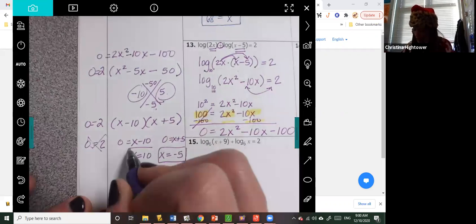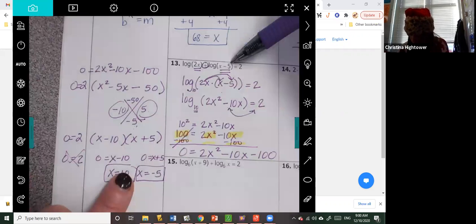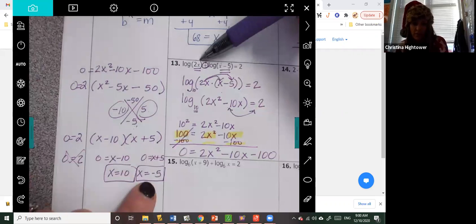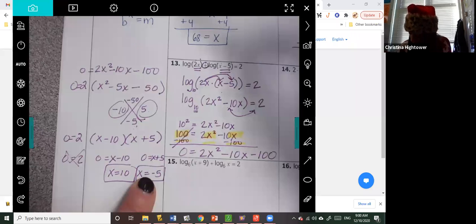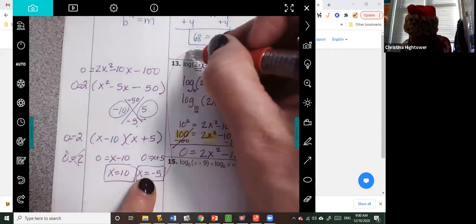Now check both of your answers. If I were to plug a 10 in here, that would work. 10 minus 5, that's a positive number. 2 times 10, that's a positive number. Plug a negative 5 in. 2 times negative 5. Would that work if I plug the negative 5 in right there?